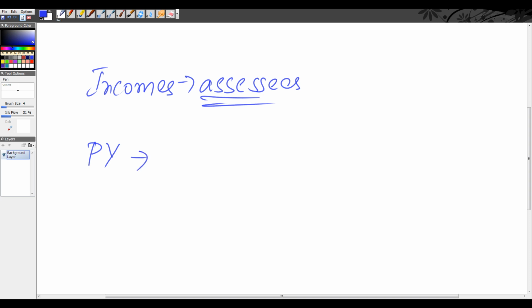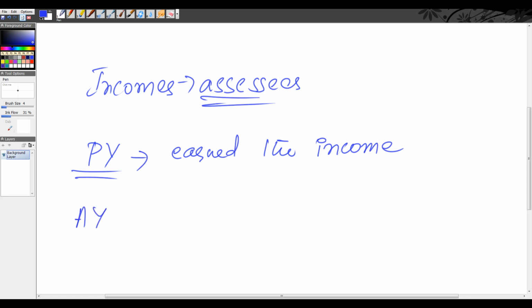So previous year is nothing but the year in which the assessee has earned the income. So if the assessee has earned the income in the previous year, when is he supposed to file the return of income? He is supposed to file the return of income in the assessment year. Now, unless we know the actual years, it will be very difficult for us to understand what is previous year and what is assessment year. So what we'll do here is we'll look at it from the point of view of an example.